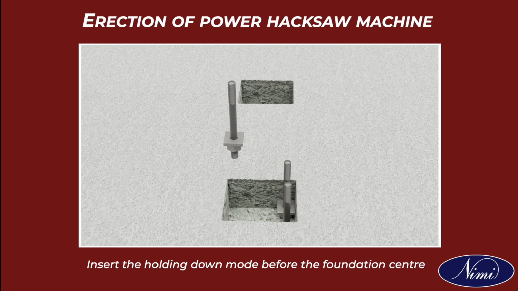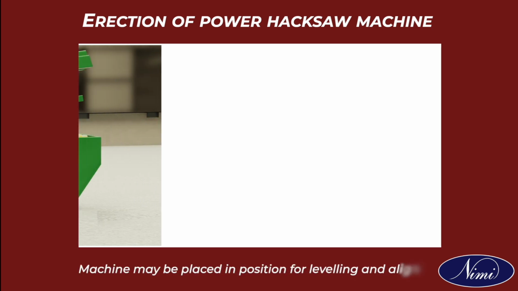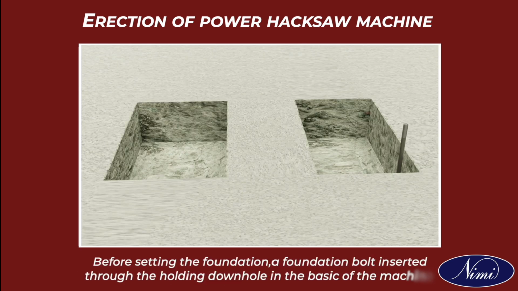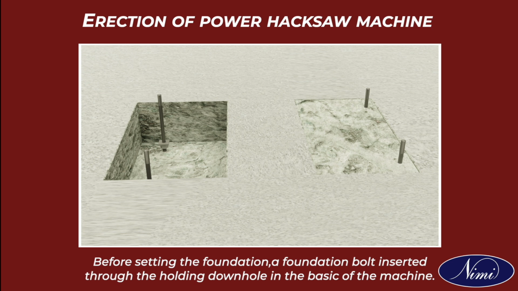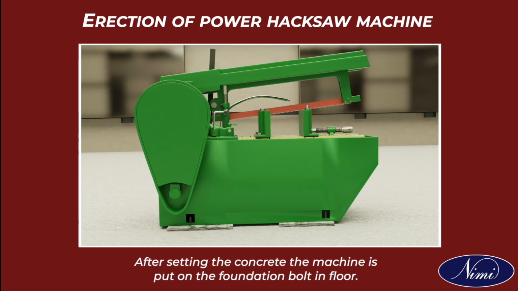Insert the holding down bolt before the foundation is set down. According to the weight of the machine, the depth of the foundation should be made. The machine may be placed in position for leveling and aligning. Before setting the foundation, a foundation bolt is inserted through the holding down hole in the base of the machine. After setting the concrete, the machine is put on the foundation bolt in the floor.